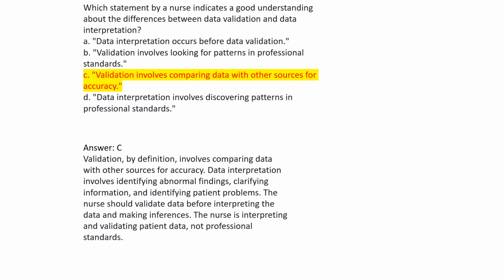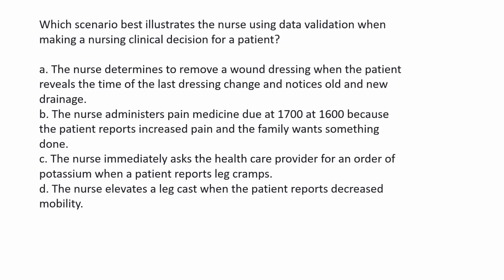Answer C. Validation involves comparing data with other sources for accuracy. Validation, by definition, involves comparing data with other sources for accuracy. Data interpretation involves identifying abnormal findings, clarifying information, and identifying patient problems. The nurse should validate data before interpreting the data and making inferences. The nurse is interpreting and validating patient data, not professional standards.